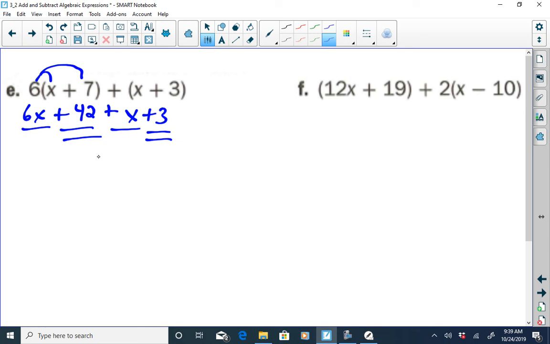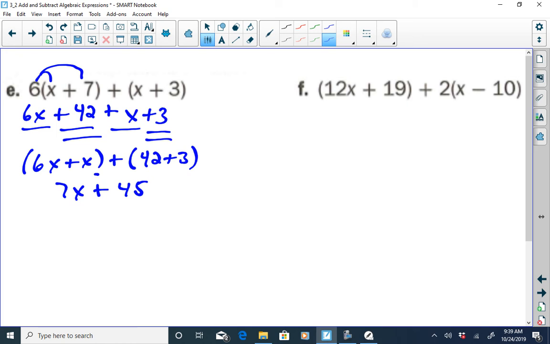Once we identify our like terms, we then group the like terms using parentheses. 6x plus x in one parenthesis, plus 42 plus 3 in the other parenthesis. 6x plus 1x is 7x, plus 42 plus 3 is 45. So we wind up with 7x plus 45 as our answer. All right, let's try the next example. This first parenthesis here, I have no distributive property, so I remove the parentheses.